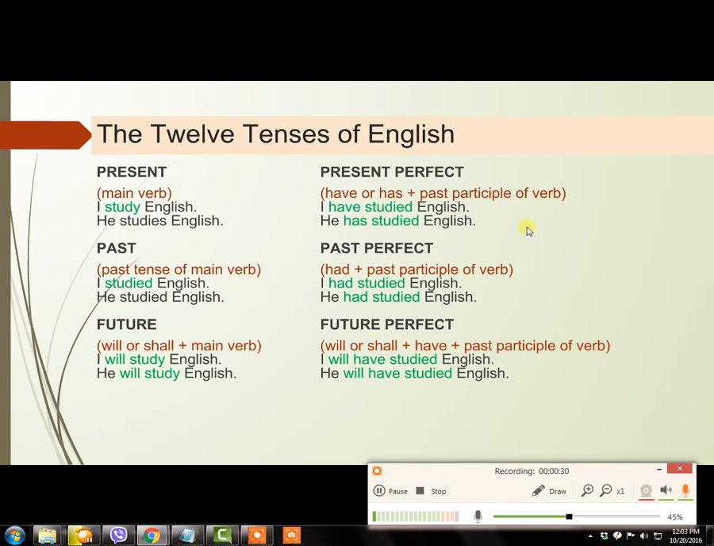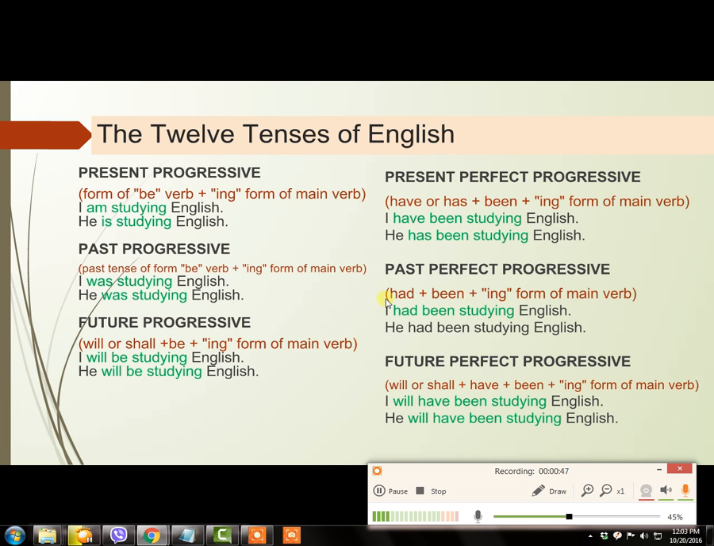Okay, so we have past perfect, which we have had, and the past participial form of the verb. For the future perfect, we use will or shall plus have plus past participial form of the verb. In the next tenses, we have present progressive. For the present progressive, we use the be verb plus the ing form of the verb. For example, is studying, or you use were or was, depending on the plurality of the subject.